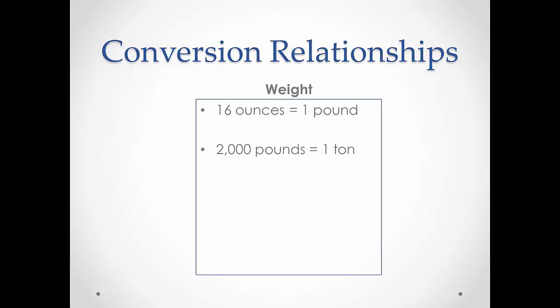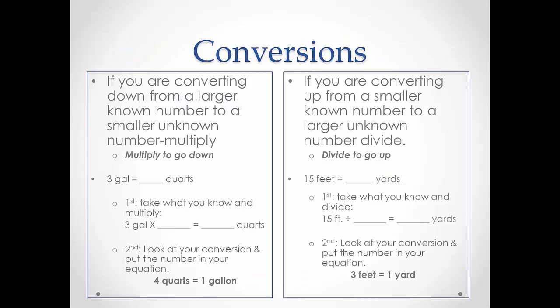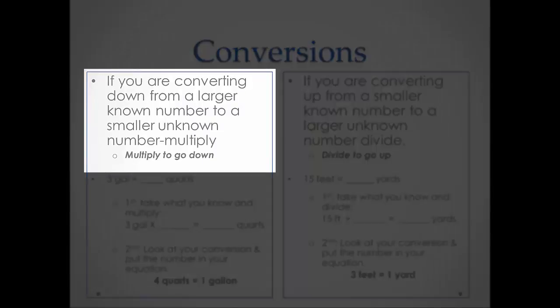Alright, now that you're done memorizing all 3 conversion relationships between volume, length, and weight, now let's go on and I will teach you how we can make the conversions. So there's two different ways we're going to convert. One is if we are converting down from a larger known number to a smaller unknown number, we're going to multiply. So again, if we're going from a larger known number to a smaller unknown number, we're going to multiply. In other words, we could say we're going to multiply to go down.